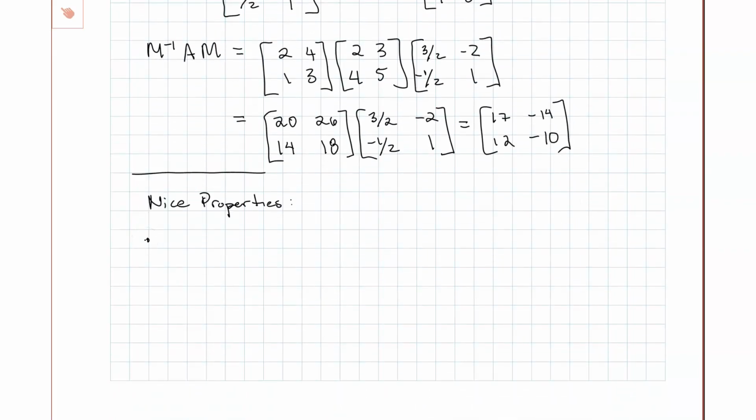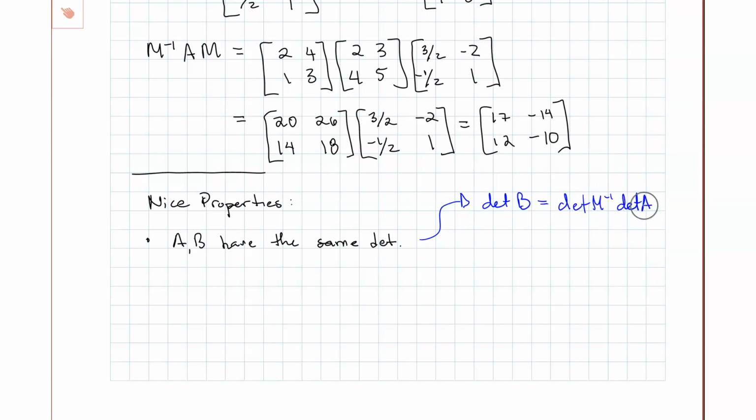Now similar matrices have some really nice properties that are not too hard to prove. So for example, two matrices that are similar have the same determinant, and that comes from the fact that the determinant of the product is the product of the determinants. So the determinant of B is equal to the determinant of M inverse times the determinant of A times the determinant of M. And that's equal to, since the determinant of the inverse of a matrix is 1 over the determinant of the matrix itself, we get this. And since these are all scalars, these determinants cancel out, and we're just left with the determinant of A.